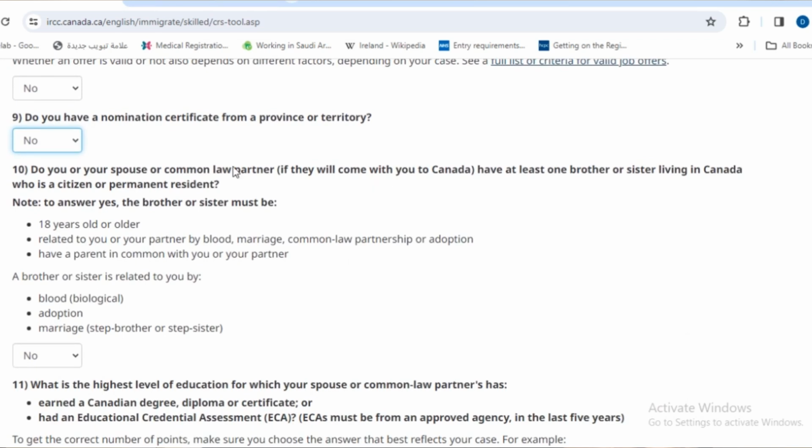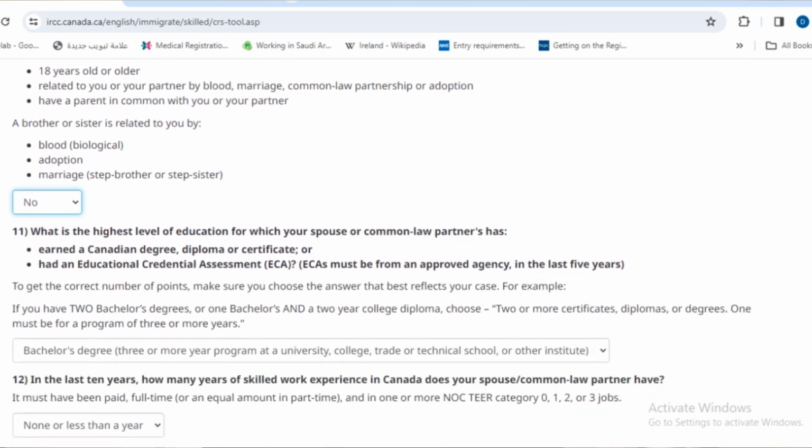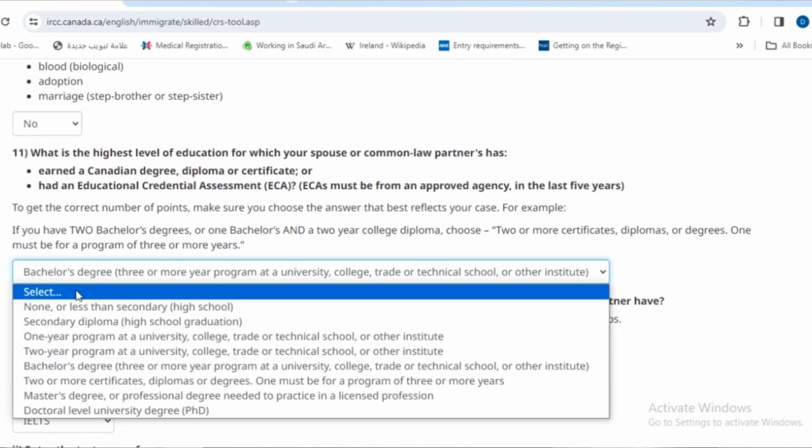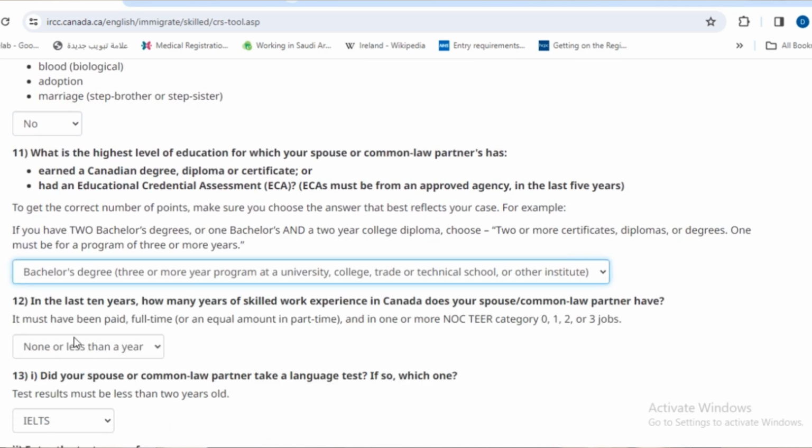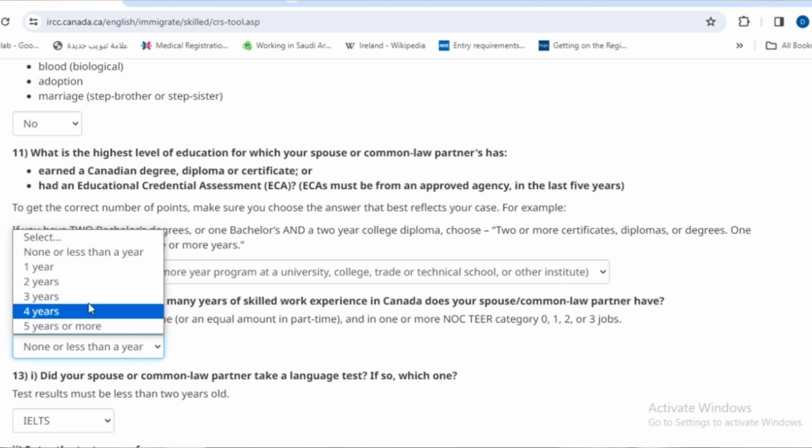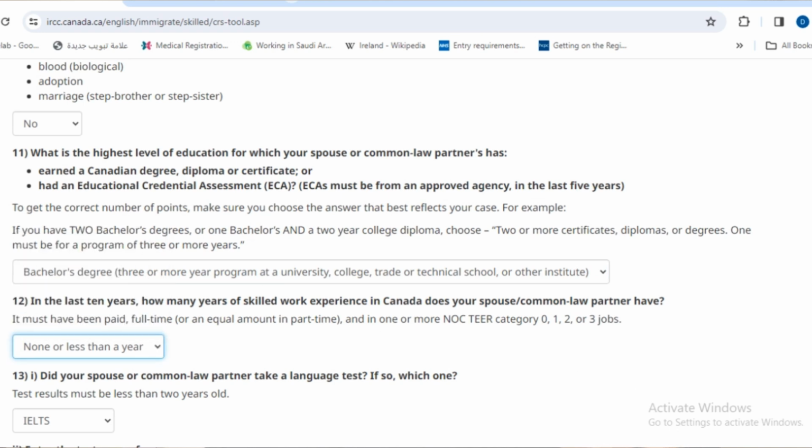Do you or your spouse or common law partner, if they will come with you to Canada, have at least one brother or sister living in Canada who is a citizen or permanent resident? So it's going to be either a yes or a no. So for me, that's a no. What is the highest level of education your spouse or common law partner has? So you put the highest level of your spouse's education. So for me, that's a bachelor's degree. In the last 10 years, how many years of skilled work experience in Canada does your spouse or common law partner have? So that's none or less than a year for me.